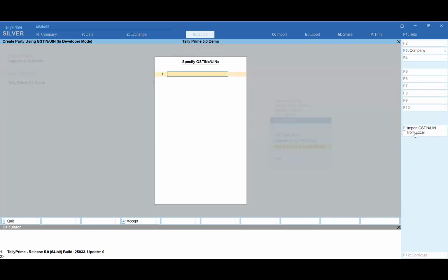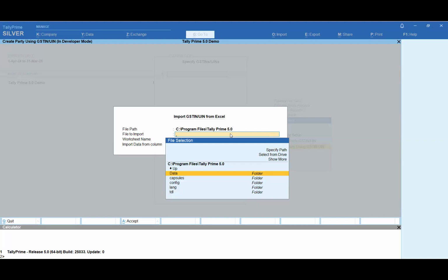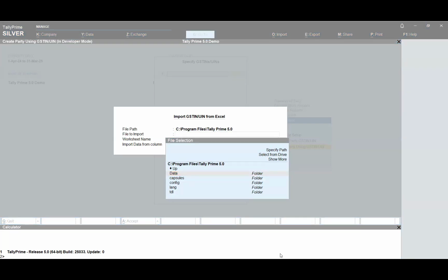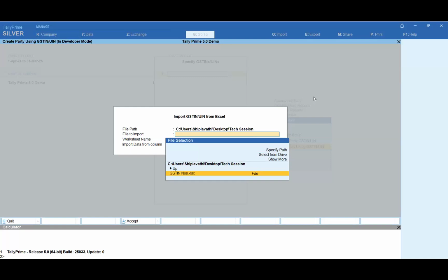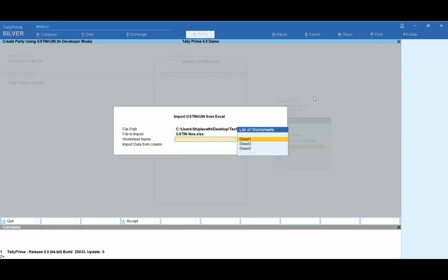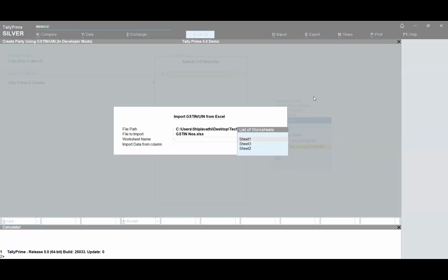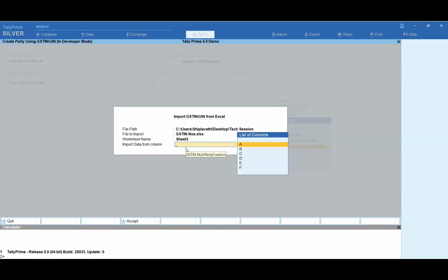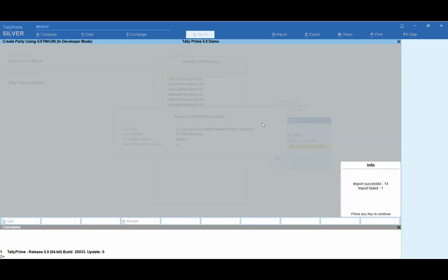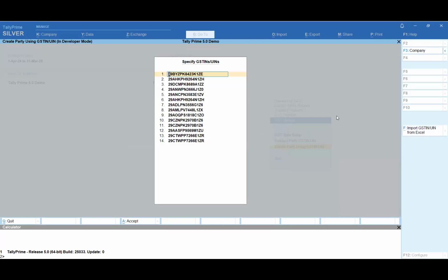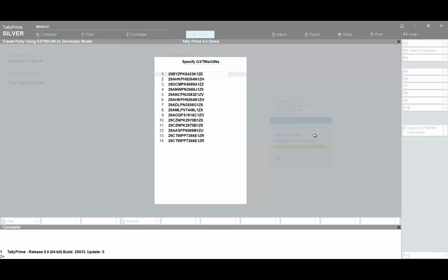In Create Party GSTN, on the right side you will get Import GSTN from Excel. Just click on that. Then you have to mention the Excel path from File Explorer, select the file name, then select the sheet. Here I am using Sheet 3. Then select which column you want. First, all the GSTNs are imported from Excel to here.